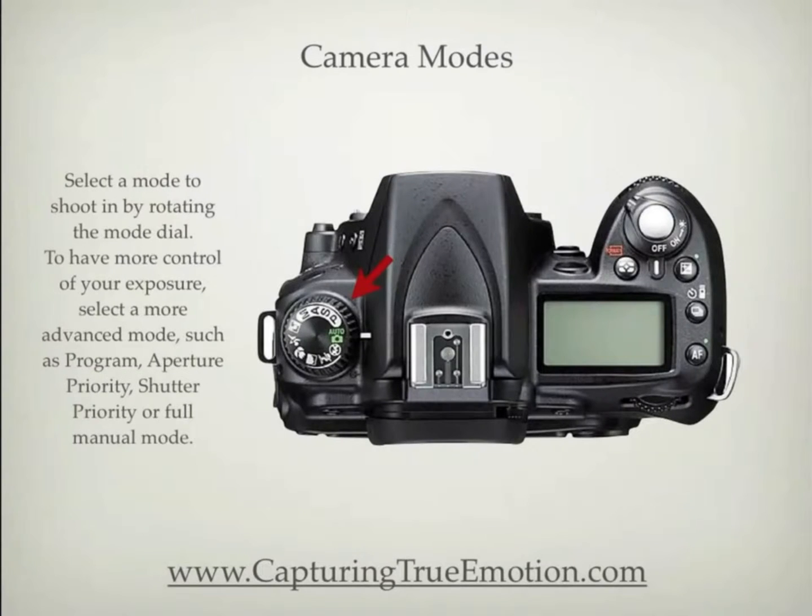Select a mode to shoot in by rotating the mode dial. To have more control of your exposure, select a more advanced mode, such as program, aperture priority, shutter priority, or full manual mode.